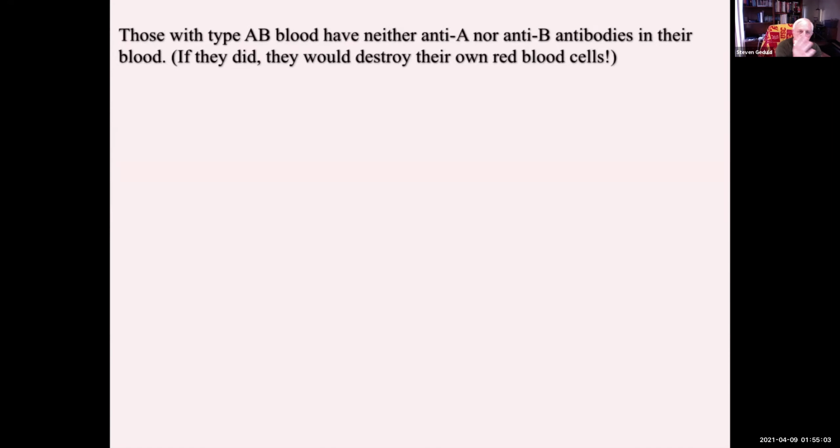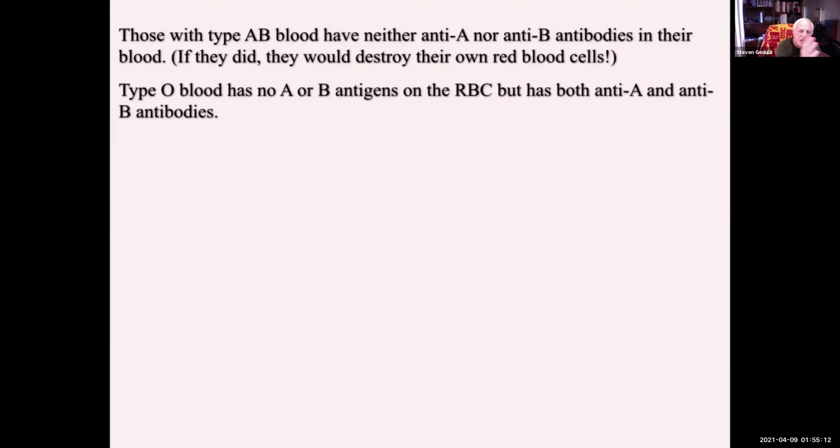Those with AB blood don't have either anti-A or anti-B antibodies. If they did, it would destroy their own cells. Type O has no A or B antigens on their blood cells, but they have both anti-A and anti-B antibodies. So AB would be the universal recipient. They can take blood from anybody. Type O is a universal donor. You can give blood to anybody.